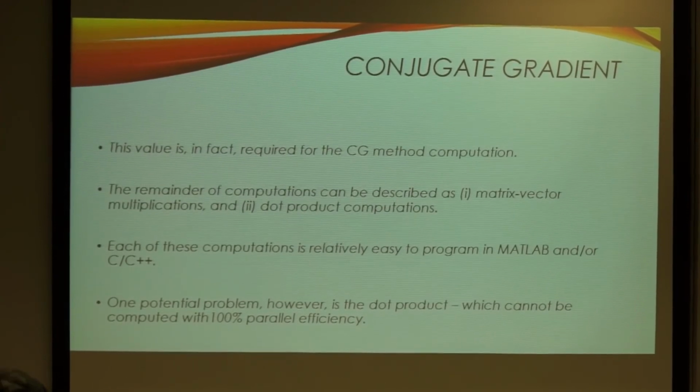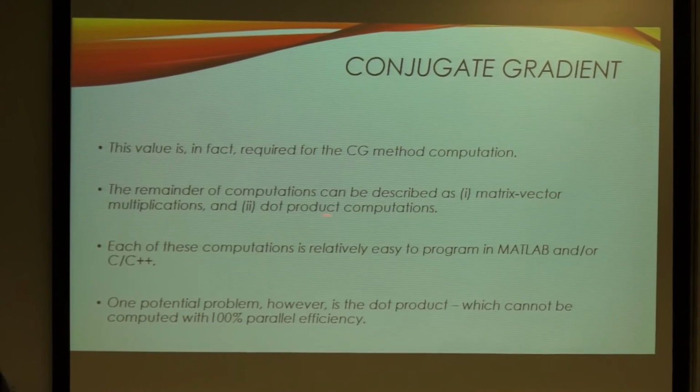So because this is easy and this is easy, writing CG in C should be still pretty hard actually. But we're going to try to keep it easy. So we'll see what we can do. Each of these computations is relatively easy to program in MATLAB or C. I would suggest using MATLAB first. I'll tell you why in a second. After you've got your MATLAB code working, swap to C.